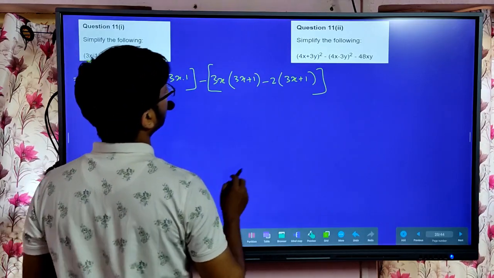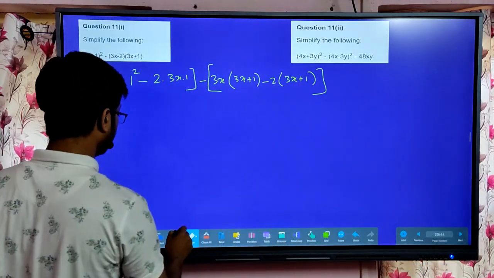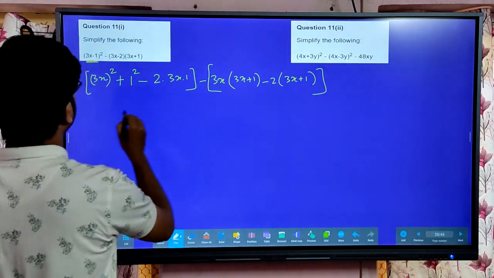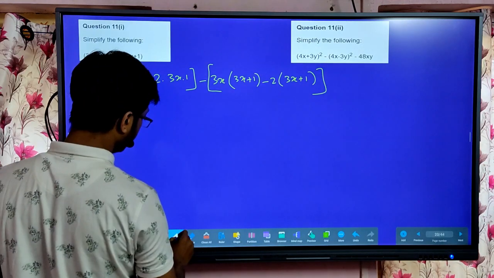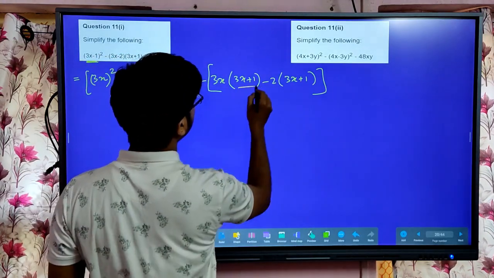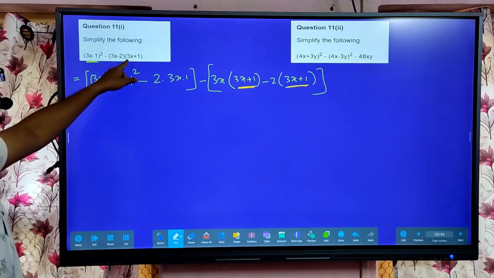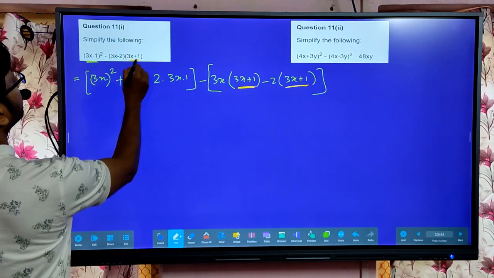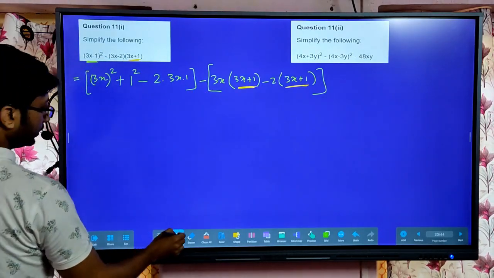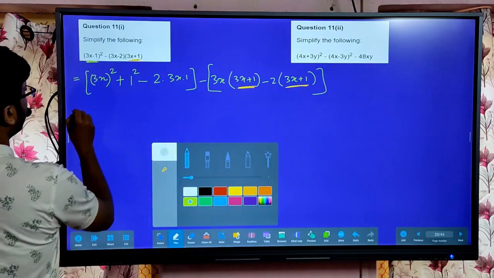Chalo. So let me see. If it expands, you see these two terms are same. This is 3x plus 1 and this is also 3x plus 1. So 3x into the entire 3x plus 1, and again minus 2 into the entire 3x plus 1. This is the style which you have done in class 7 or 8.